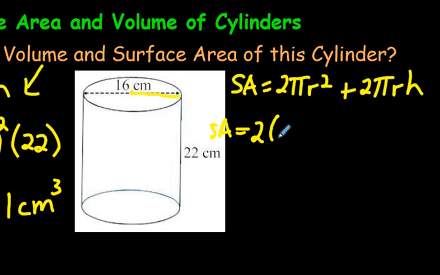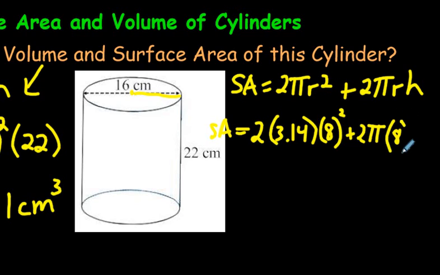2 times 3.14, yikes, times the radius. Now the radius is 8, if you recall. Squared. Plus 2. I'm going to not write 3.14 because I'm going to run out of room. Times the radius again, in brackets, times the height, which is 22. It's just a lot of writing here, because really what we're going to do is calculate this. I'm actually going to calculate it in 2 steps. I'm going to take a calculator, figure out this part, write it down, then figure out this part and write it down. Then I will add the 2 together.